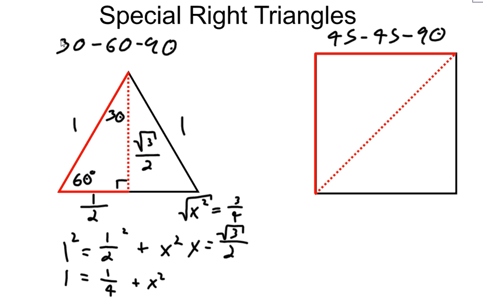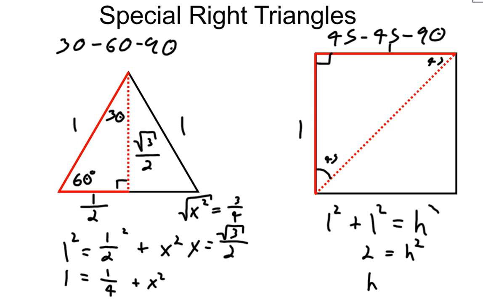For our 45, 45, 90, it comes from cutting a square in half, so we have right angles here. Splitting this angle here, we get 45 here, 45 here. Assuming that all side lengths are 1, this is 1, this is 1, and solving for the hypotenuse, we get 1 squared plus 1 squared equals the hypotenuse squared. So then we get 2 is equal to the hypotenuse squared. Taking the square root of both sides, our hypotenuse is equal to the square root of 2.